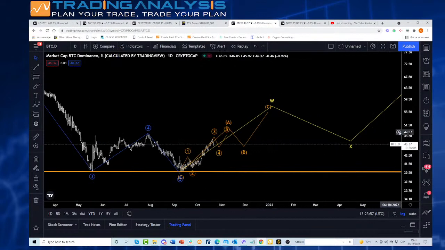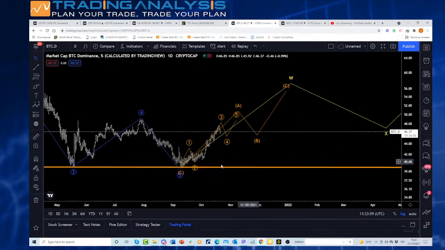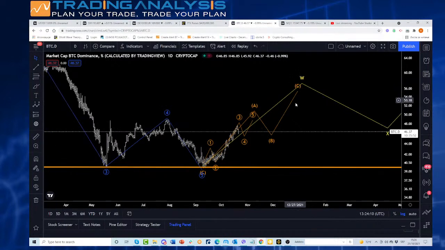So we are moving up in the Bitcoin dominance. I think what is going on here is we're going to have at least some pullback in the ABC. On the upside, I'm looking for 54 to 55 levels, which means that Bitcoin will stay a little bit more dominant in the next couple of months.